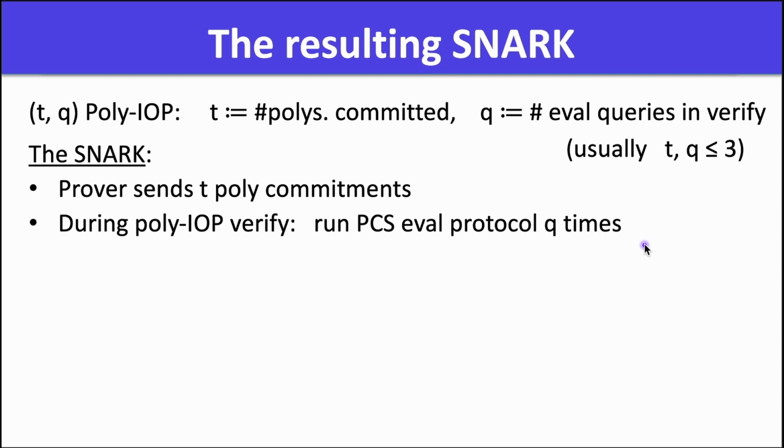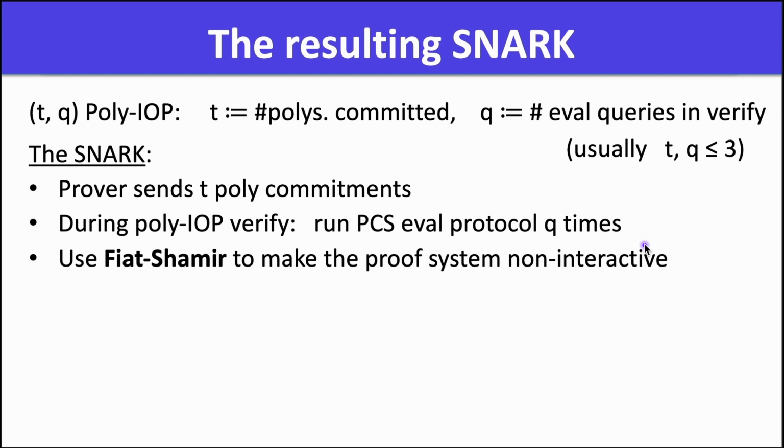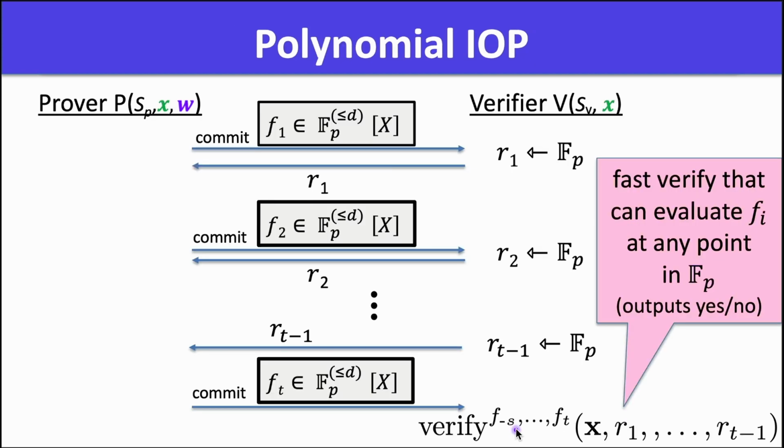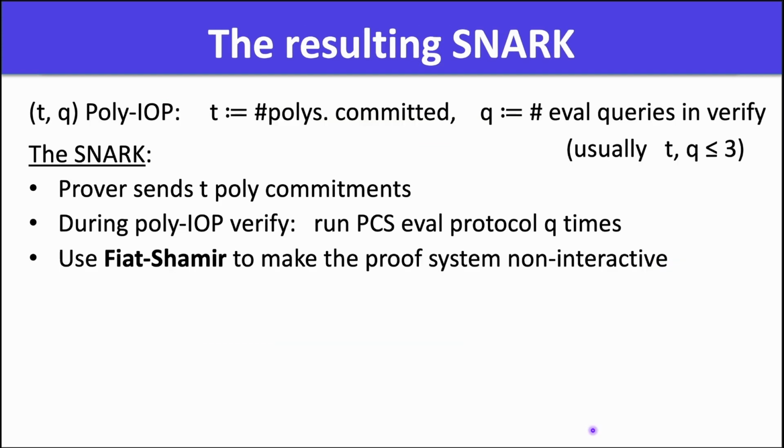Well, we can do that using a general transformation called the Fiat-Shamir transform that makes interactive proofs of this nature into non-interactive proofs. So the Fiat-Shamir transformation is a general way to convert this type of interactive protocol where the verifier just contributes public randomness into a non-interactive protocol. So we will convert the interactive process into a non-interactive process using this Fiat-Shamir transformation.